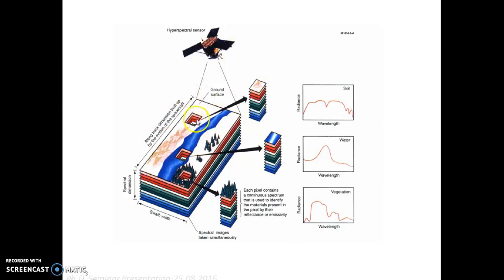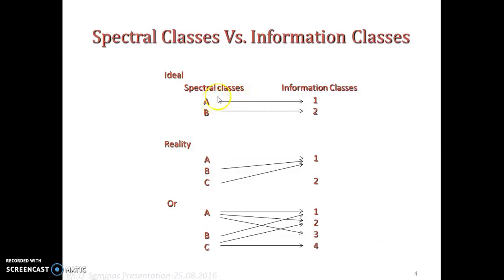This depicts the number of bands over which we are acquiring the information. This is a single spectral band and this is another spectral band. The spatial information can be observed over hundreds of spectral bands. That's the difference between the spectral class and the information class. A spectral class may vary, but it may belong to different images. If you have a different spectral value, it gives you different information. This is the ideal case, but in reality it won't be the case.